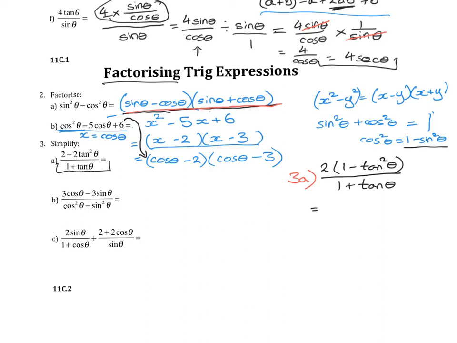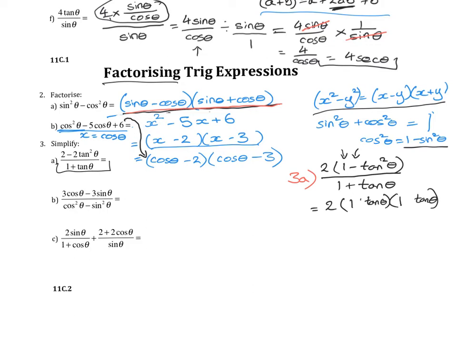But hopefully now, by looking in these brackets, you see that that's a difference of 2 squares expression, and we can factorize it. So 2 outside of, okay, using difference of 2 squares up here, what's being squared for the 1? Well, just 1 is being squared. What's being squared for tan squared theta? Well, tan theta is being squared.